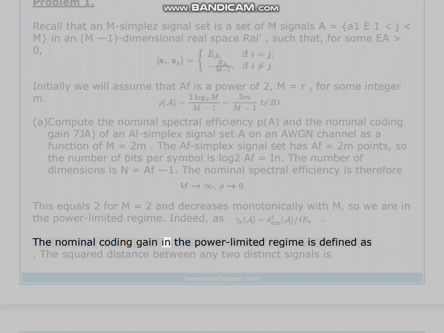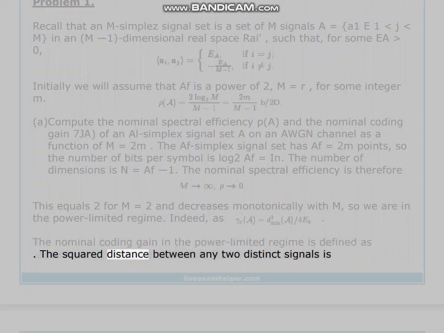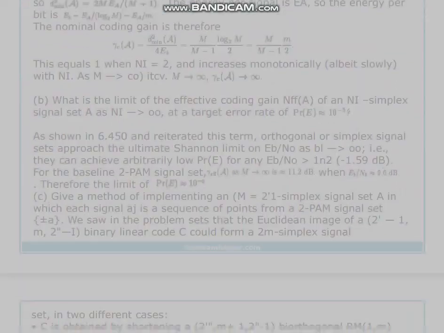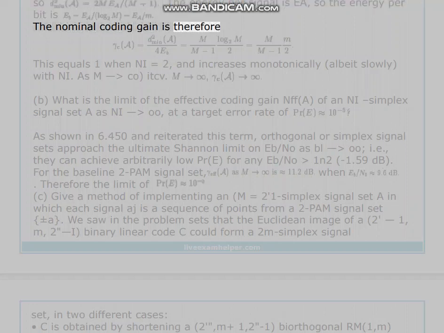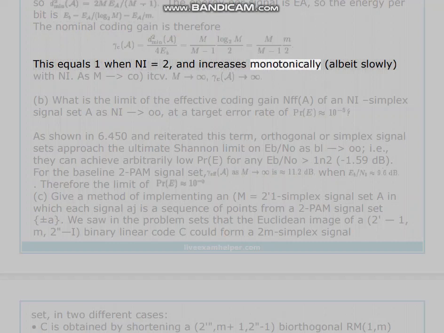The nominal coding gain in the power-limited regime is defined by the squared distance between any two distinct signals. The energy per signal is E(A), so the energy per bit is E_b = E(A)/m. The nominal coding gain is therefore γ_c(A) = 2^m m/(2^m - 1), which equals 1 when m = 2, and increases monotonically, albeit slowly, with m.